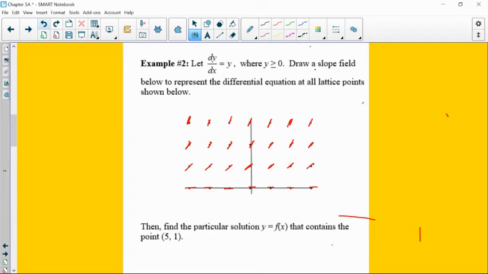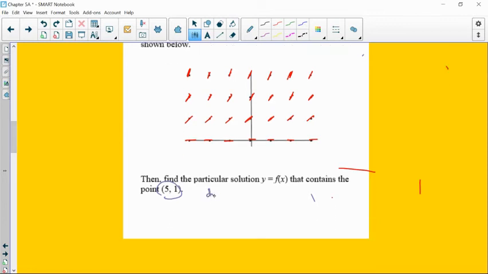So then it says find a particular solution that contains the point 5, 1. So I want to actually solve this differential equation. Well, the thing is that if I say dy/dx is equal to y, I have to make sure that I put the y variable with the derivative of y.